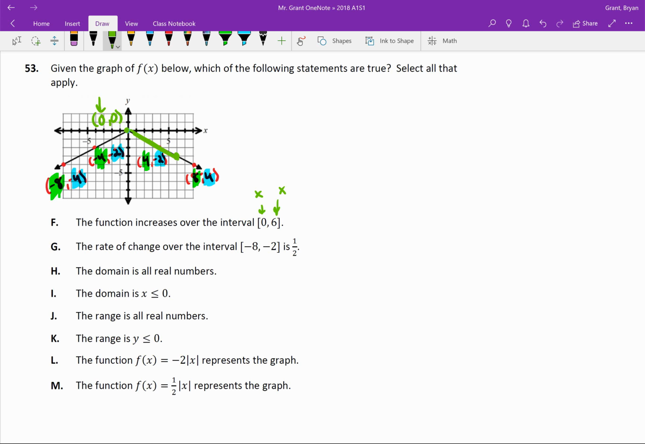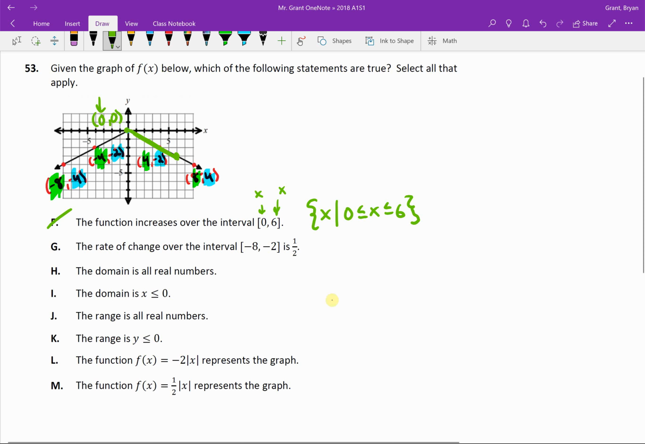So if I highlight the graph just on that interval, and we look at that green line, would we say that that green line is increasing? Well, I hope not. The green part is going down. It's going like a downward slope. So our function's actually decreasing on that interval, and it's not F. What I think you will see this written as on your test is they'll say the function increases over the interval x such that 0 is less than or equal to x, which is less than or equal to 6. And that's just a fancy way to tell you what x's you're looking at, and our function is decreasing on that interval. G says the rate of change over the interval -8 to -2 is 1/2.